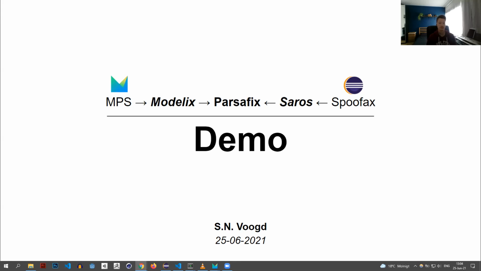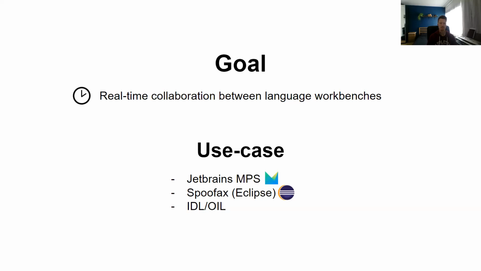All right, so hi everyone. I'm back with another short demo to show you what I've been working on. If you remember from last time, I've been investigating ways to achieve real-time collaboration between language workbenches, and the specific use case I'm working with are the workbenches JetBrains MPS and Spoofax within Eclipse. I mentioned during my last demo in April that I had come up with a method to link these two, and I've come a long way with implementing a working prototype.